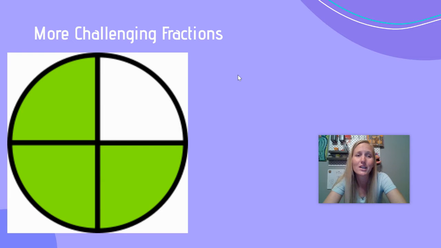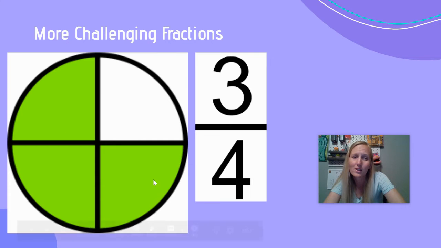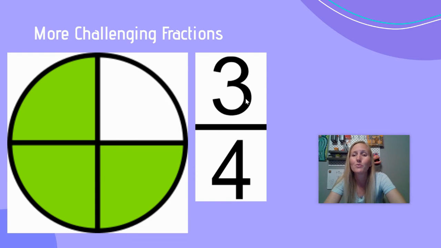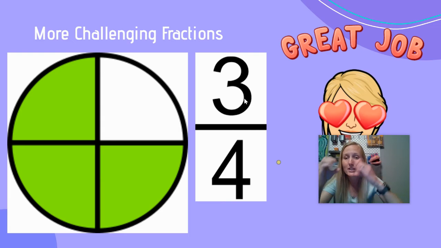Love you guys. All right, another one coming your way. What fraction is shaded? Pause me if you need more time. I'm moving on. This is 3/4. 3 on the top. The numerator is 3, and all together we have 4. So we don't say 3/4, we say 3/4 with a TH. Great job. I'm going to put a heart on my eye.